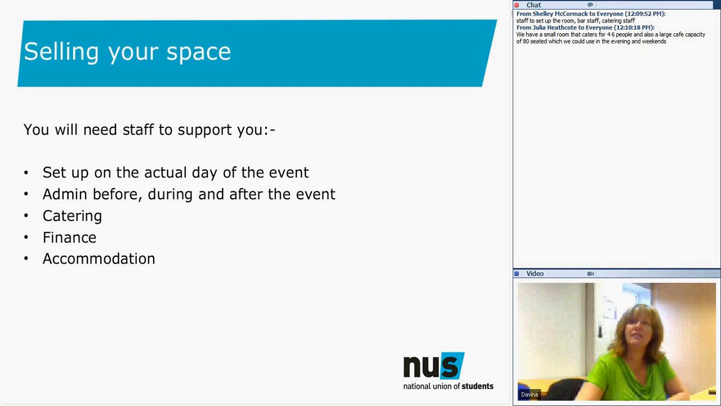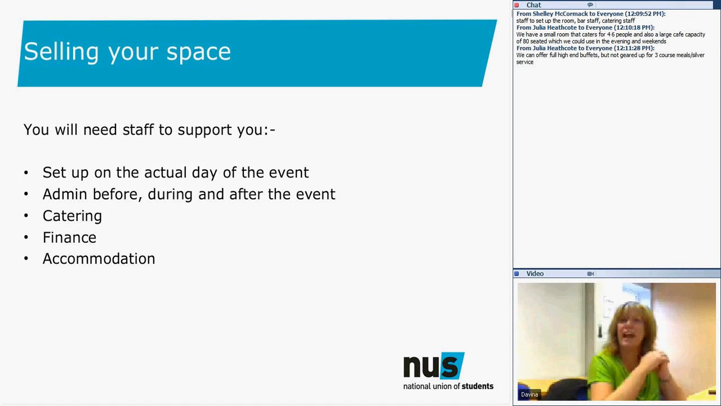Okay, so the type of staff that you'll need to support you is actually set up on the day of the event, depending on how many rooms you've got. If they are already set up theatre style, then that's great. I think you just need to be really clear with people when they're asking about room sizes, etc. It's worth actually trying it out before you think about what you can offer, just to make sure, because the typical questions that you'll get asked is how many can it seat theatre style, how many can it seat classroom style, etc.